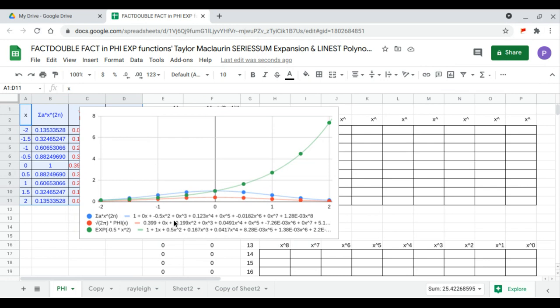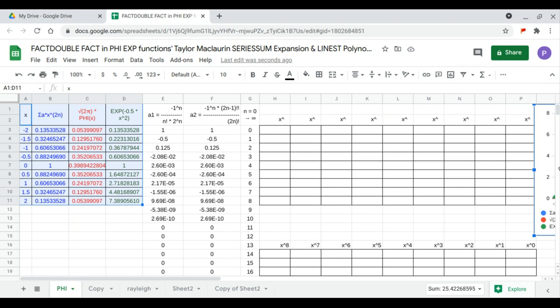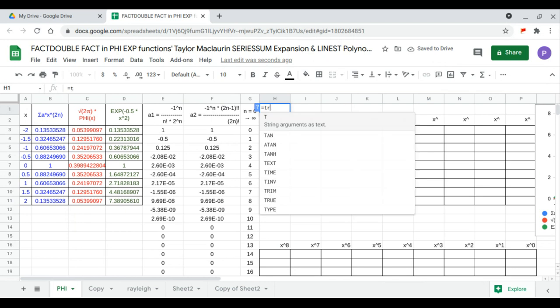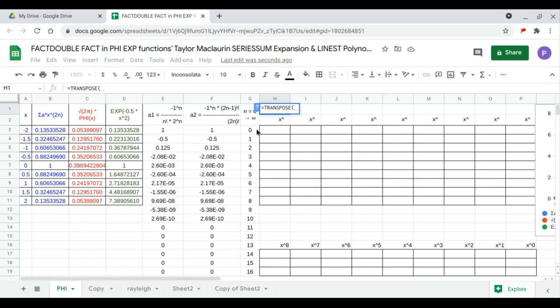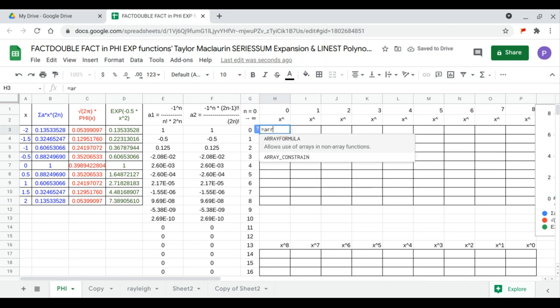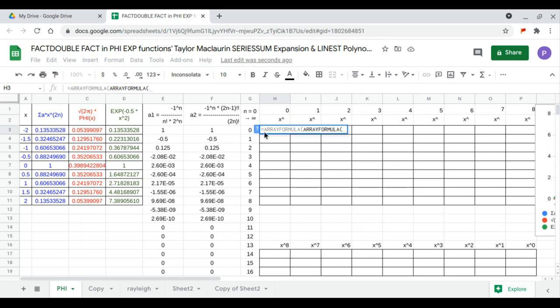And we calculate this polynomial regression coefficient using LINEST. To do that, we complete the LINEST matrix starting with the power. Transpose 0 to 8. And the elements of the matrix, so this is array formula of the x values raised to the power 0 to 8. Then enter.